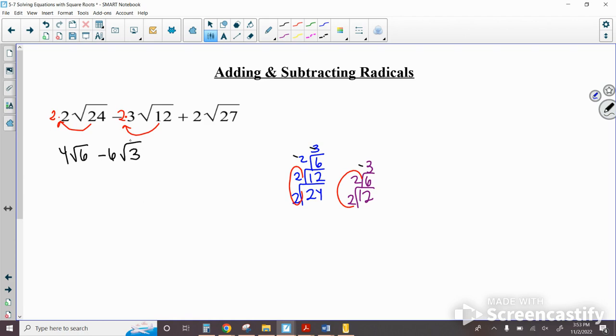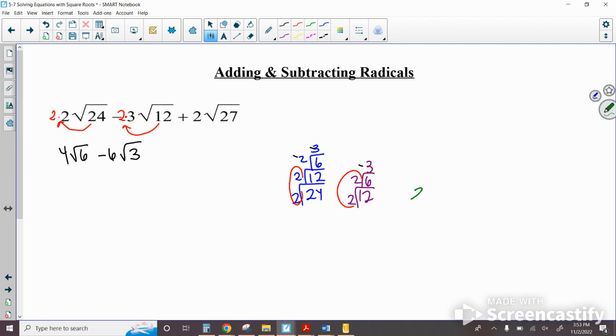Now I still actually can't combine these because now I have 4 square root of 6's and I'm taking away 6 square root of 3's. Well, a square root of 3 is not the same thing as a square root of 6, so there's really nothing I can do here. But let's still simplify this one and just see if there's anything that we can do.